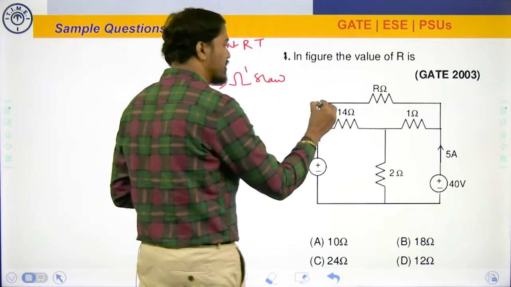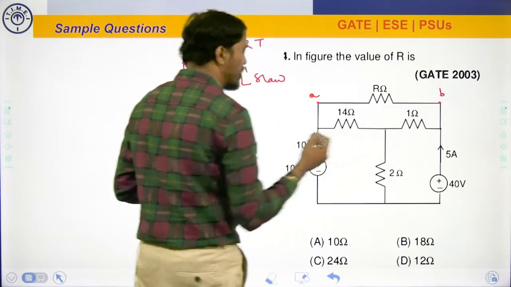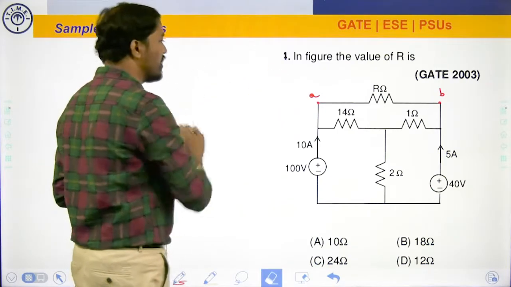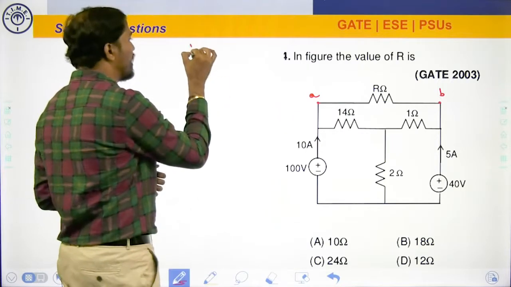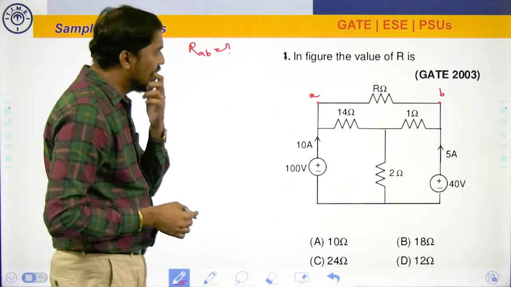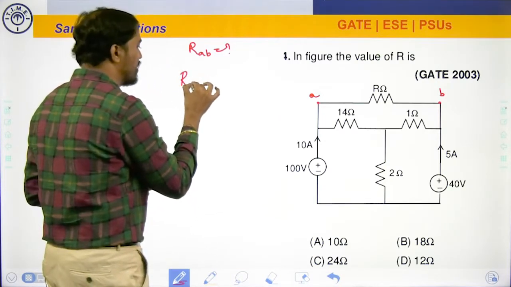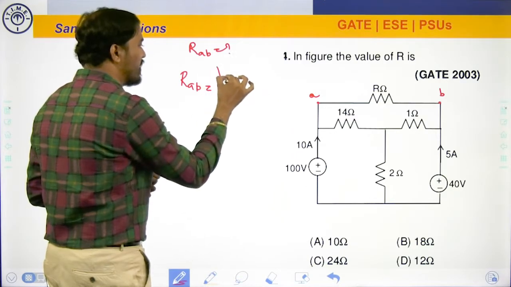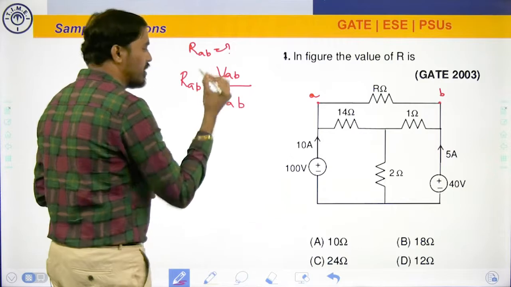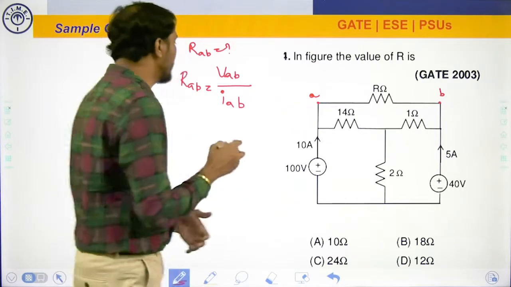For simplicity, let me assume this as point A and this as point B. Now the question is no more R, let me call this question RAB. Now, how to find out RAB? I cannot calculate using network reduction. The other way is, what if I know VAB and IAB? The ratio of VAB by IAB is nothing but RAB, which is your R.